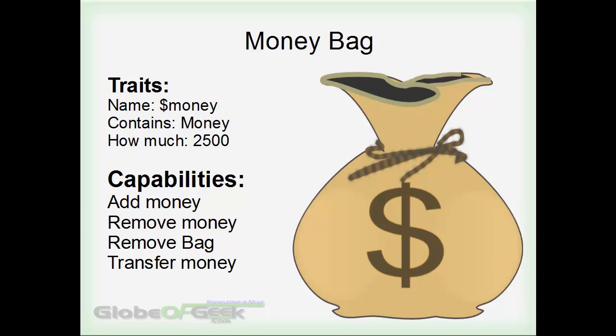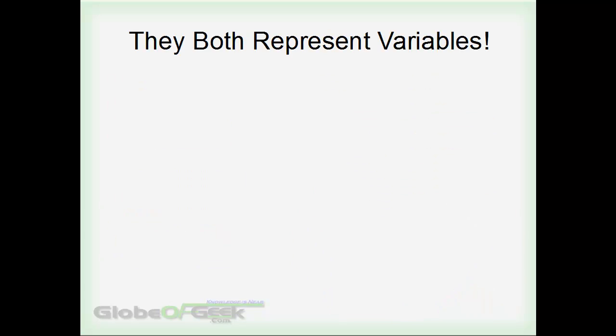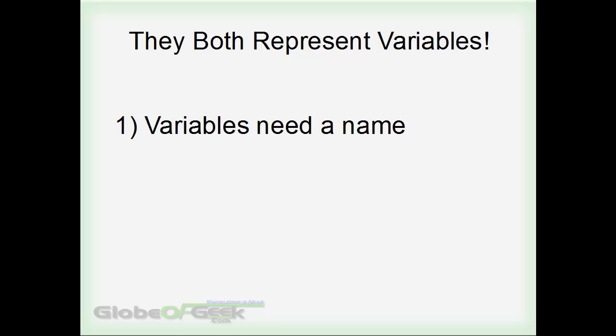So what do these two things have in similar, and how on earth do they relate to variables? Like, what is Kyle talking about, boxes and money bags in PHP? No, they both represent variables because, one, variables need a name. You declare what a variable is. You could call a variable money or anything. And variables hold data. There's the important little tidbit you need to know about variables.